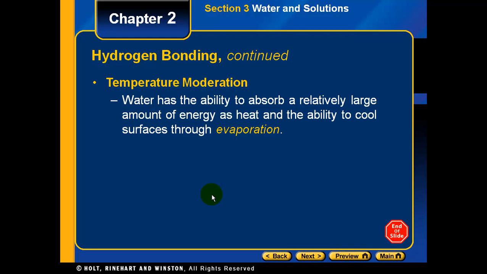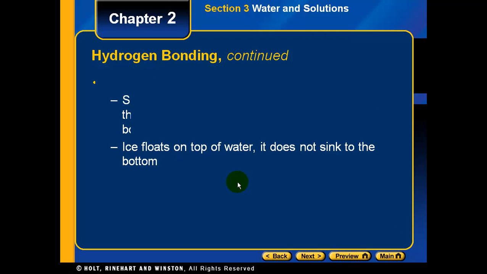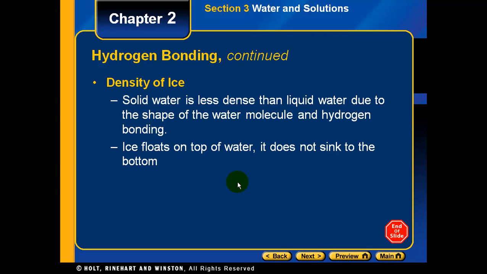The next one is temperature moderation. Water has the ability to absorb a relatively large amount of energy as heat and the ability to cool surfaces through evaporation, which explains why we cool down when we sweat. Another property of water is the density. Solid water is less dense than liquid water due to the shape of the water molecule and the hydrogen bonding. Ice then floats on top of the water. It does not sink to the bottom.